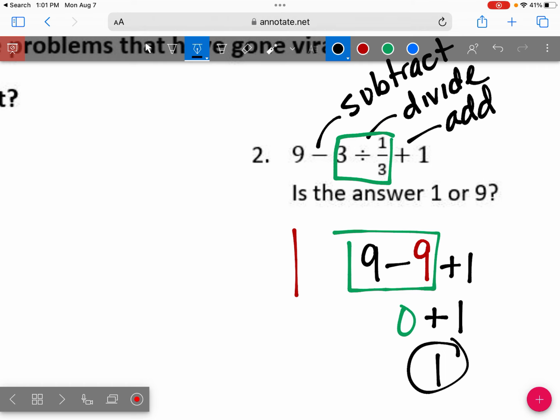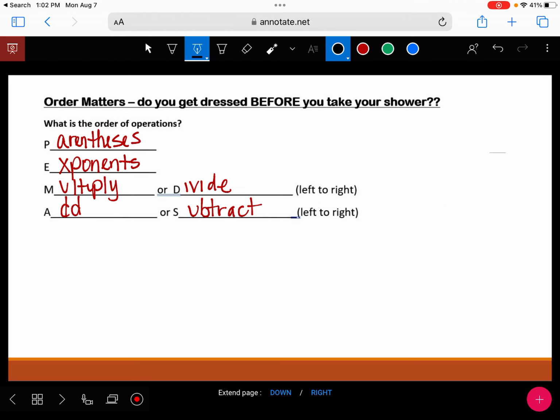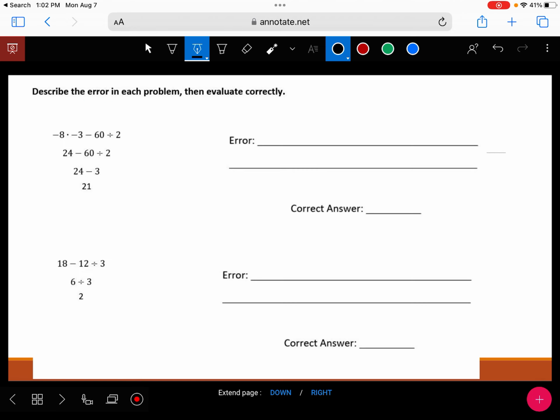I would have to look and see exactly how you did it, but I would recommend that you try to follow the steps, with order of operations especially. So now let's go ahead and look towards the bottom, and we're going to look at work that was done. They're all wrong, and we're going to try to figure out what they did wrong. Okay? So let's look at this first example towards the bottom. So take a minute and look at it. See if you can figure out what they did wrong.